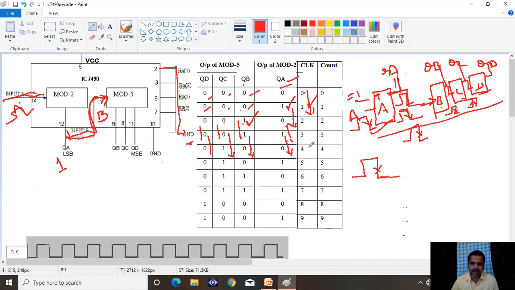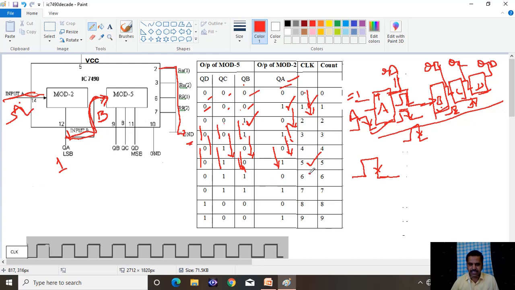When applying the fifth clock pulse, again A toggles from 0 to 1. When it goes from 0 to 1, there is no transition at the second flip-flop. There is no transition at the B flip-flop. And with a 0 to 0 transition, there is also no change at the C flip-flop. With a 1 to 1 transition, there is no change at the D flip-flop also.